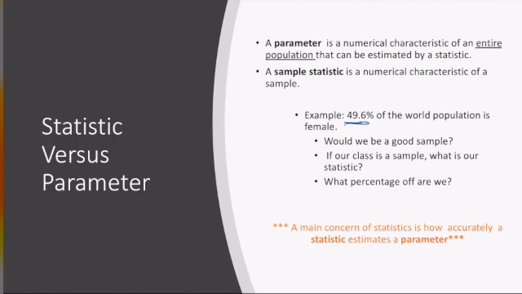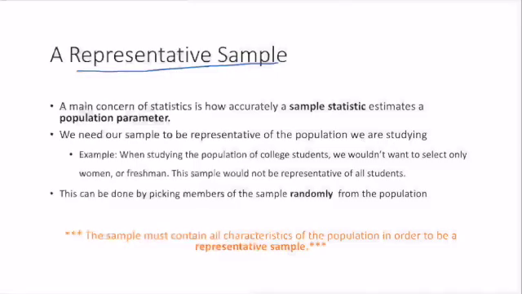In order to make sure we can take our sample statistic and push it to our population parameter, it needs to be a good estimate of our population parameter. So we can do that by picking a representative sample. This just means we need a good sample, okay? We wouldn't want to study all women. We want to study all men, right? We need our sample to be representative of the population we're working with.